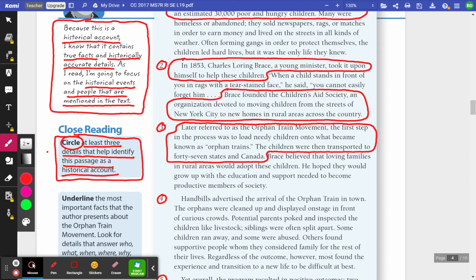So this one tells us the name of an important movement in history. It tells us what the orphan trains were, right, and what they did, and then it tells us where they were headed. So it gives us a location, the name of an important movement, and then it just gives us some facts about the orphan train movement. So this is a very important historical detail as well.